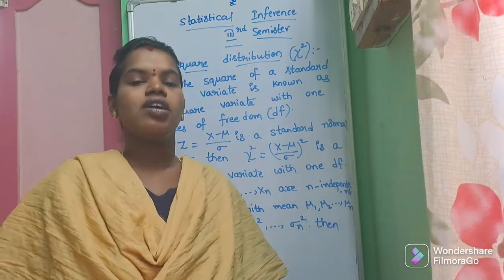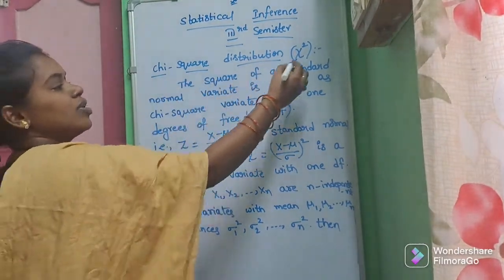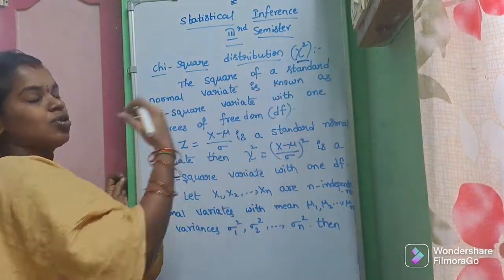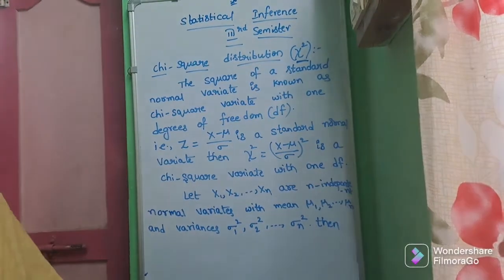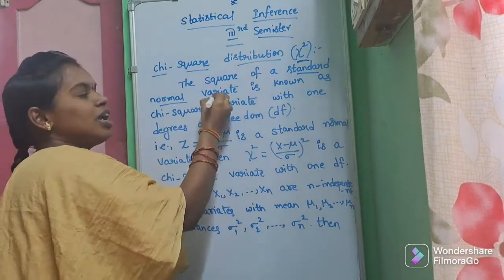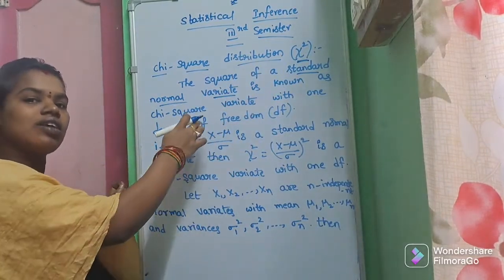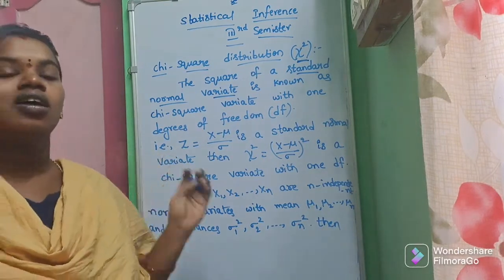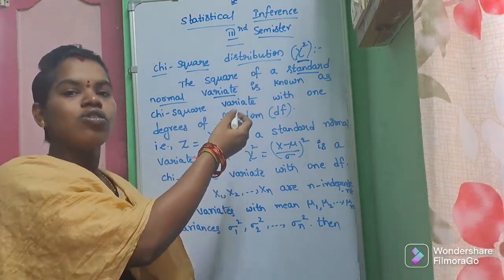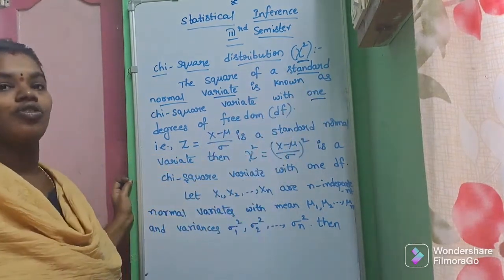Our next topic is the chi-square distribution. Here the chi value can be represented as chi-square, like this. What is the definition of chi-square distribution? The square of a standard normal variate is known as the chi-square distribution. And here the chi-square distribution follows only 1 degree of freedom.